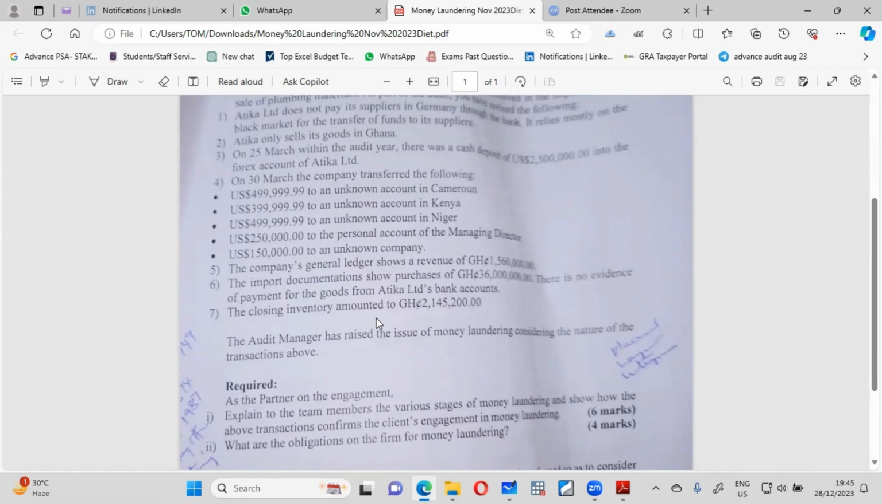Then it asks, what are the obligations of the firm for money laundering? Please, that one, close your eyes and say it. Let me move on to the next thing we want to do. Close your eyes and tell me, please. Fast.